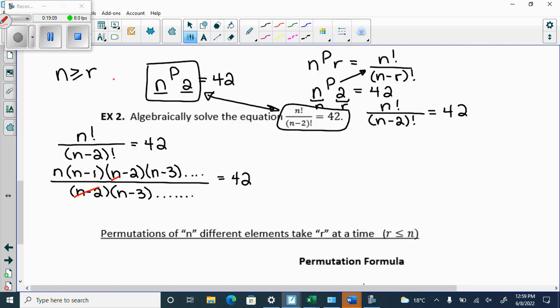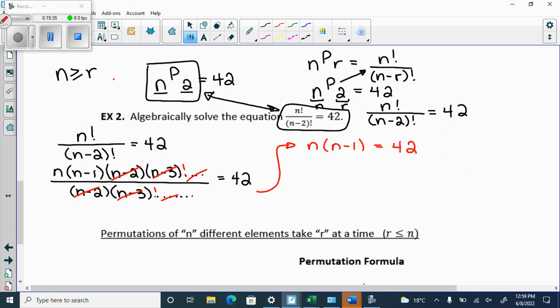The n minus 2 can cross off, the n minus 3 can cross off, the dots can cross off. And instead of writing dots, they'll actually write a factorial symbol, because the factorial symbol just means it keeps going, right? So instead of writing dots, they'll just put the factorial symbol and then cancel that stuff off. So what am I left with? I'm left with n bracket n minus 1 equals 42.